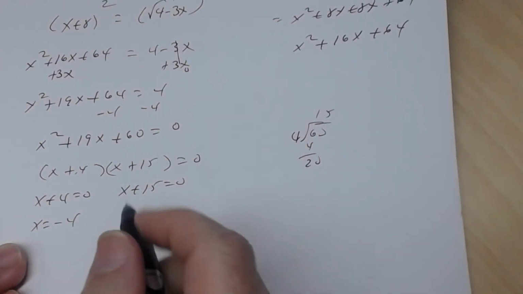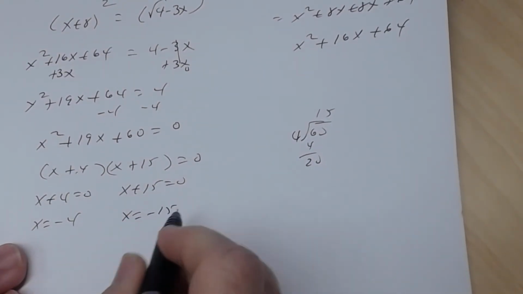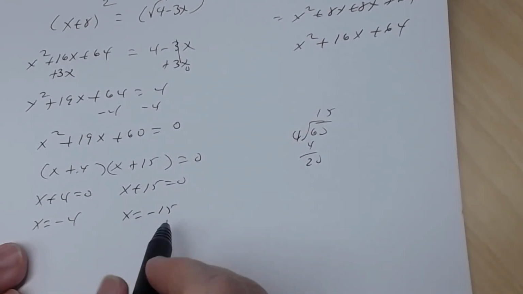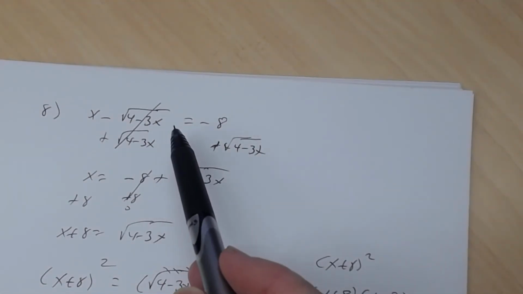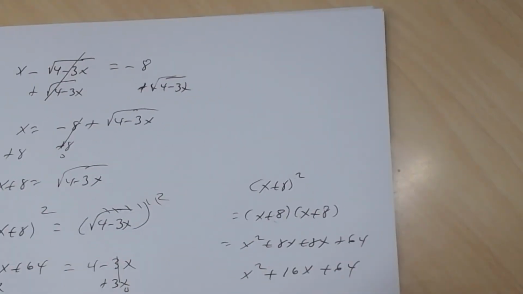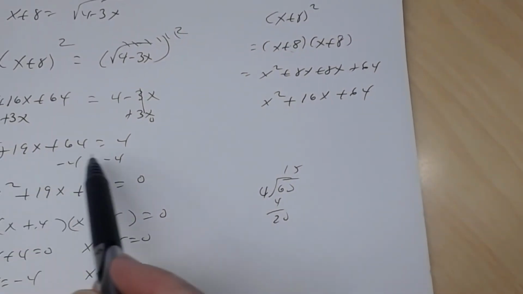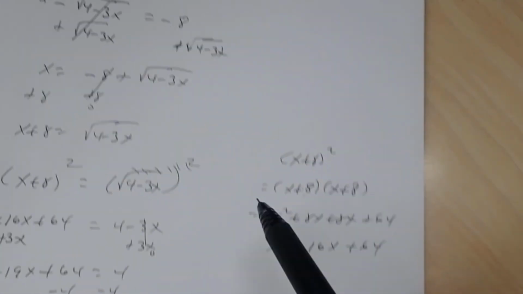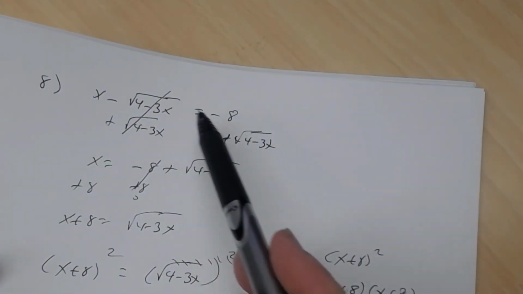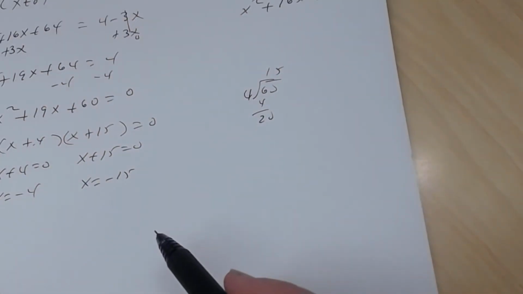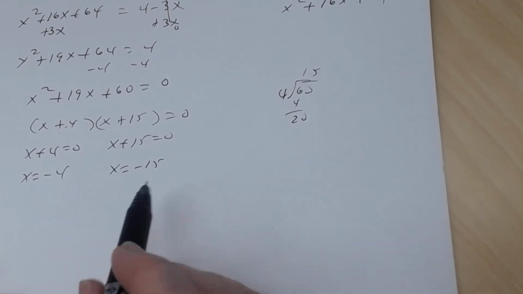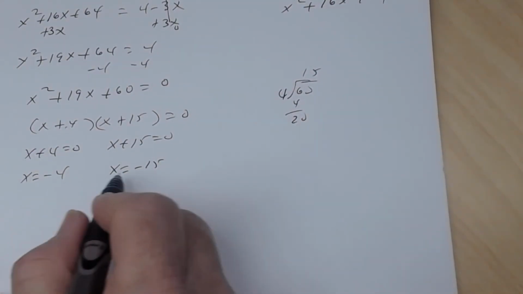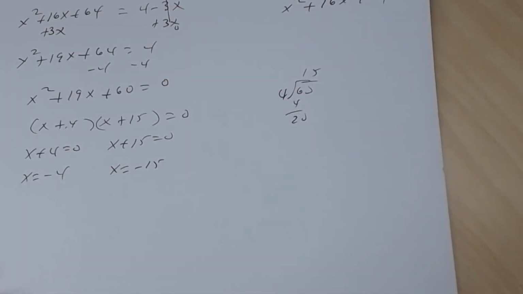And I also get x equal -15 as a proposed solution to the original. So these are proposed solutions. These are solutions to this quadratic, but they may not be solutions to the original. So we're going to call them proposed solutions for right now. I'm sorry, this should be -4, -15. Okay, so let's check each one.